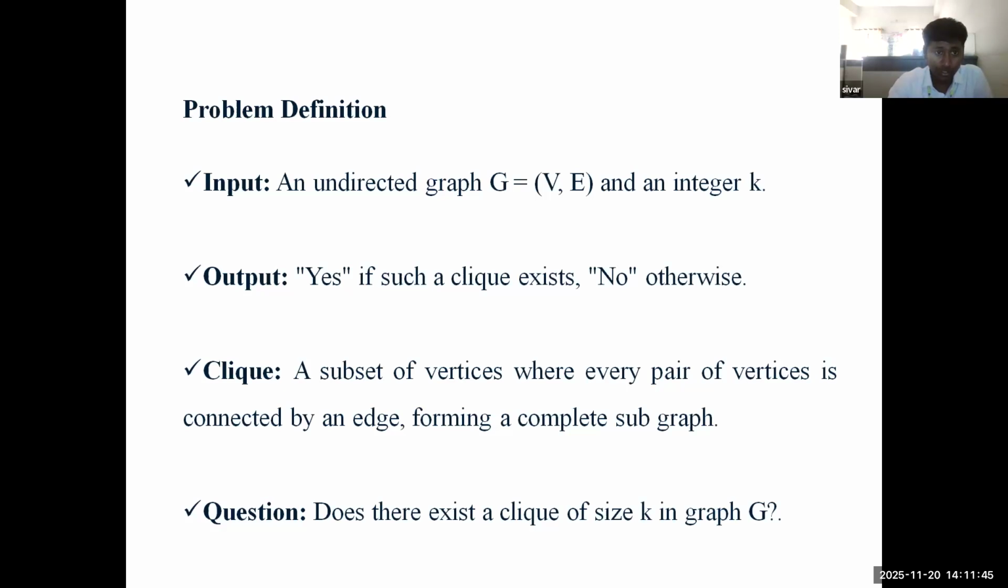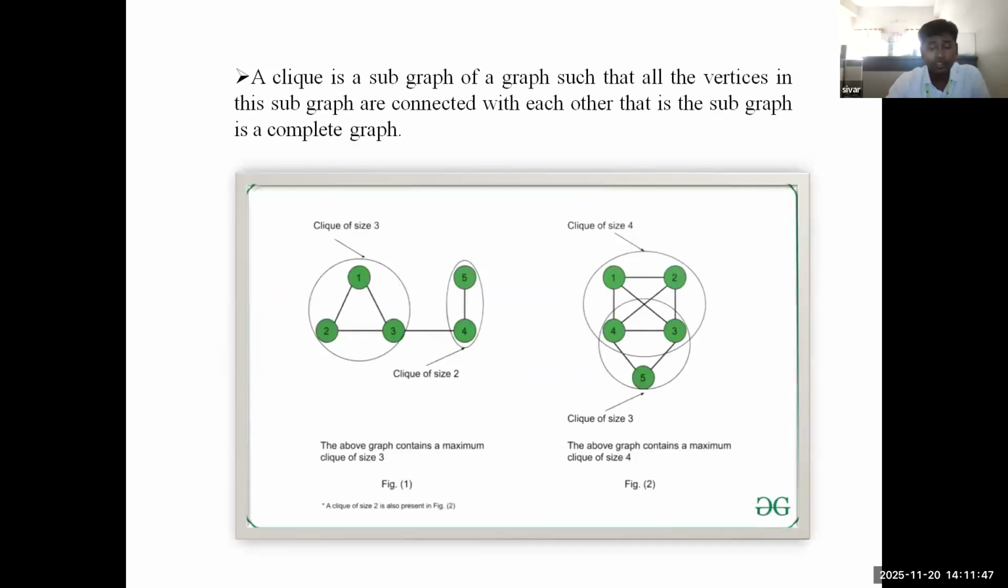Okay, next, these are some examples of cliques. Here two figures are there, figure 1 and figure 2. First, once you look at figure 1, here two cliques are there. One is a clique of size 3 and the second one is a clique of size 2. Similarly, you look at figure 2, here also two cliques are there. First one is a clique of size 4 and second one is a clique of size 3. Like that you can identify cliques.